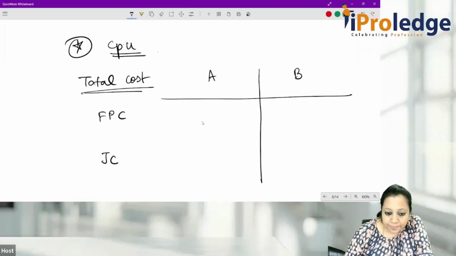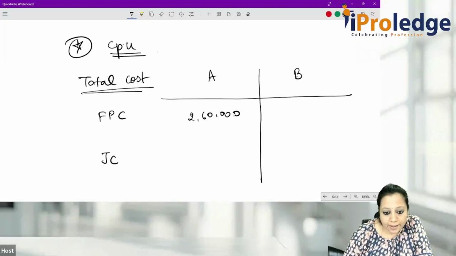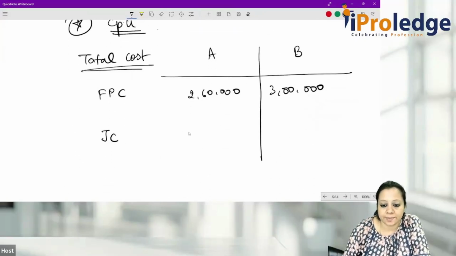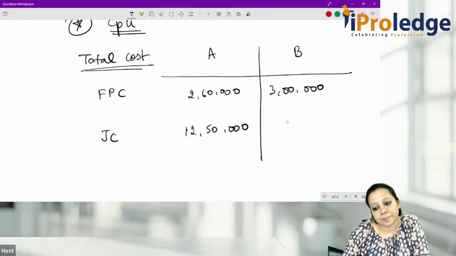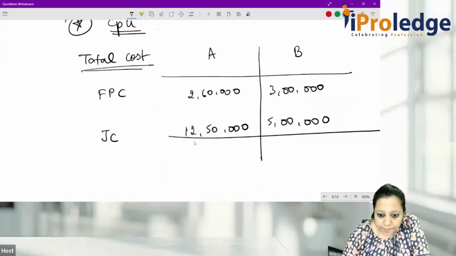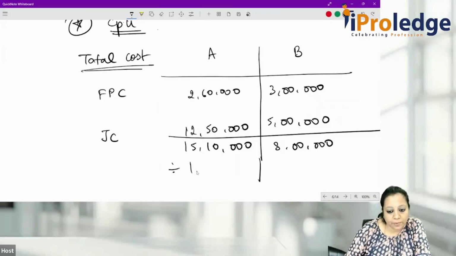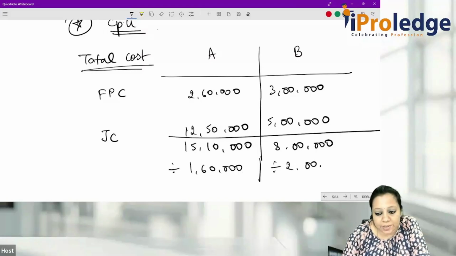So this is going to be 2,60,000 and 3 lakhs. And what is the joint cost, students? Joint cost is 12 lakh 50,000 and 5 lakhs. So 15 lakh 10,000 and 8 lakhs, divided by number of kgs, going to be 1,60,000 units and 2 lakh units. 3,20,000 units.